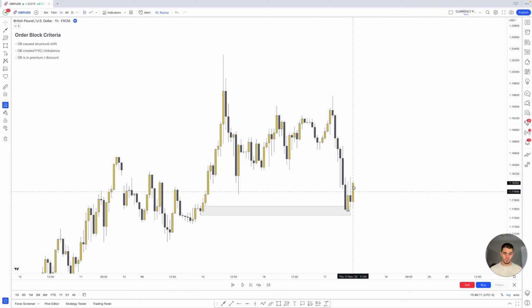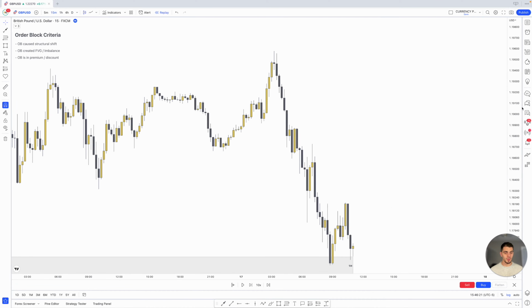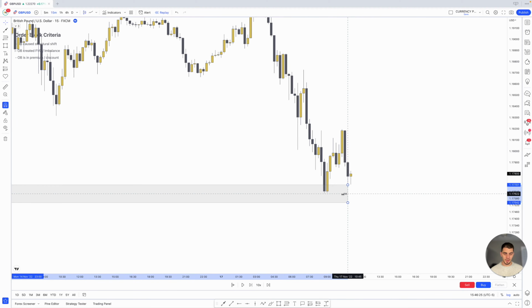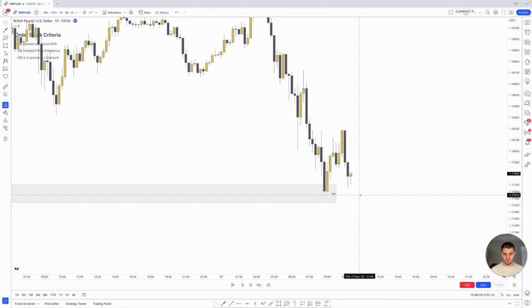So that's exactly what we can see has happened here. We have seen a rejection from this 1 hour zone. So now we're going to go down to an entry time frame, which in this case will be the 15-minute time frame. So on the 15-minute time frame, like I said, we've already reacted to this 1 hour zone. So now we're going to start looking for some sort of structural shift in order to first locate our order block.